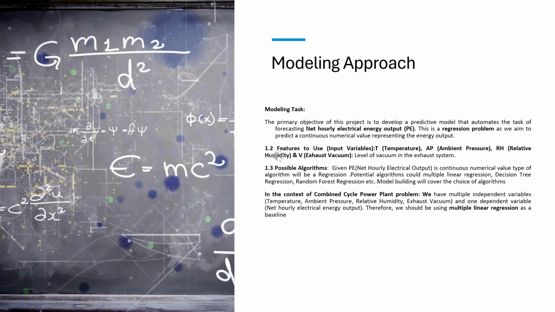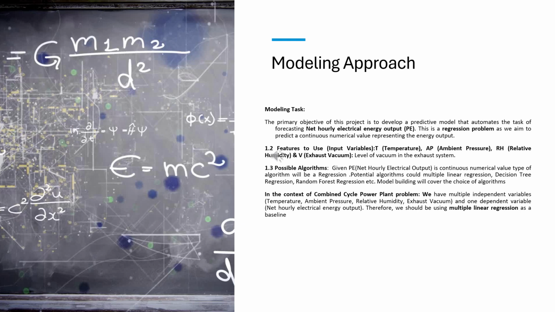So, getting into the process, the first step is the modeling approach. The primary objective, as I mentioned, for this entire presentation is walking you through the machine learning model development, model building, model optimization, and interpreting of the model. For this particular model, we are predicting a continuous numerical value. That's why this is a regression problem. As you can see on the slide, various features are temperature, ambient pressure, relative humidity, and exhaust vacuum.